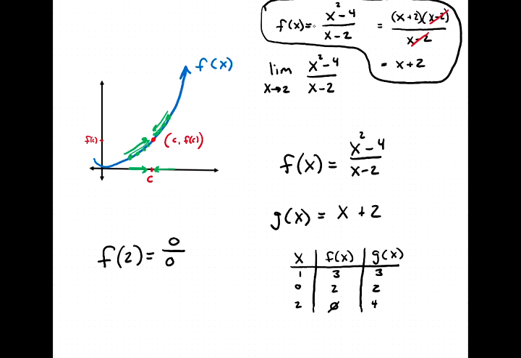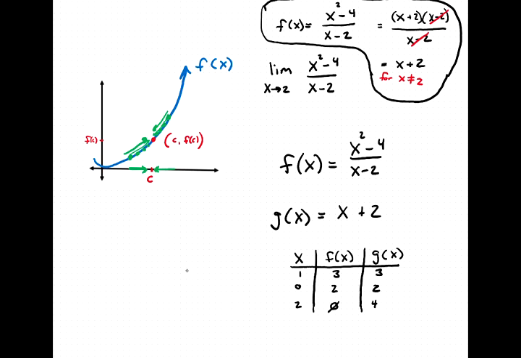So back up here, f of x equals x squared minus 4 divided by x minus 2, and that simplifies to x plus 2, but we have to add one caveat to that. Let's do that. We have to say for x not equal to 2. x cannot equal 2.